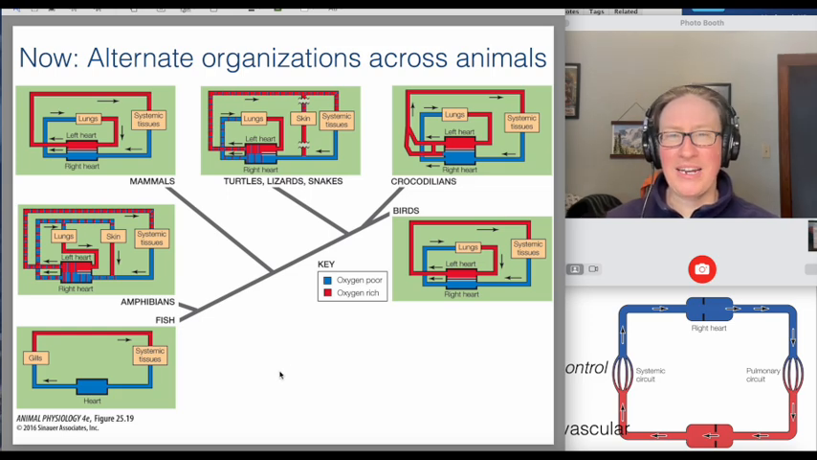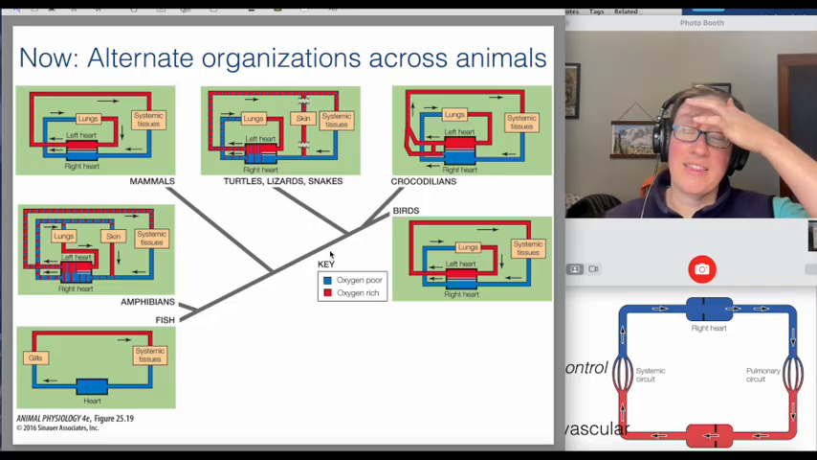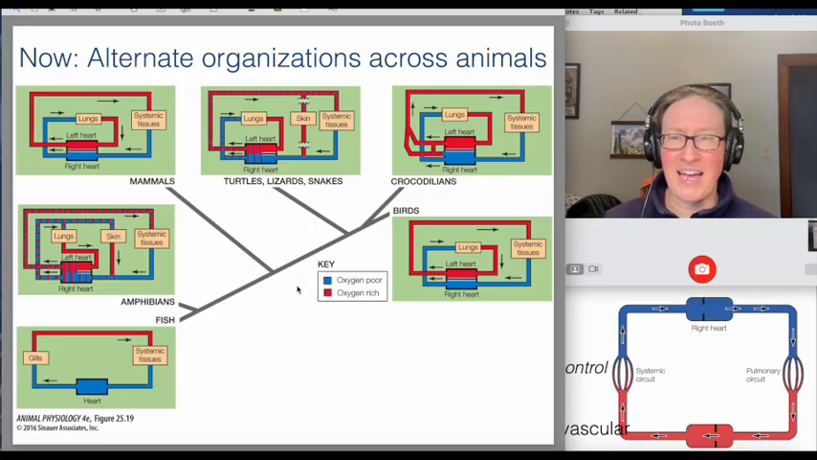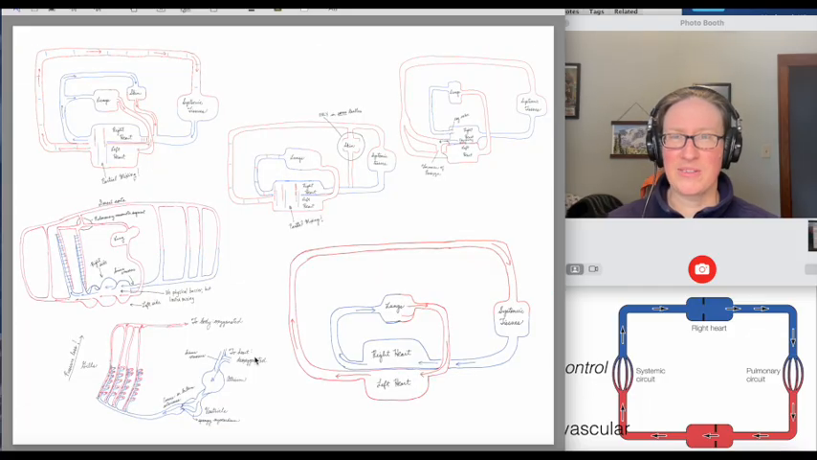So now we're ready to start exploring some alternate organizations across animals. And I want to point out that this looks really overwhelming at first when you look at it. So we're going to be stepping through this to see how we go from something that looks like what we observe in birds and mammals to what we observe in other groups. And in reality, the evolutionary reality is that things happen in the opposite direction, right? So what we see in birds and mammals are more derived systems compared to simpler circulatory systems found in other animals.